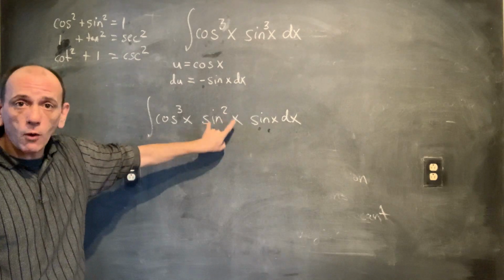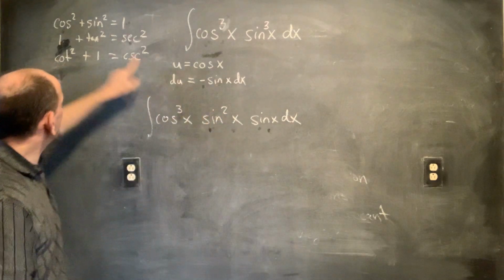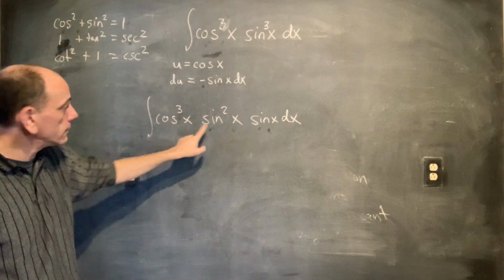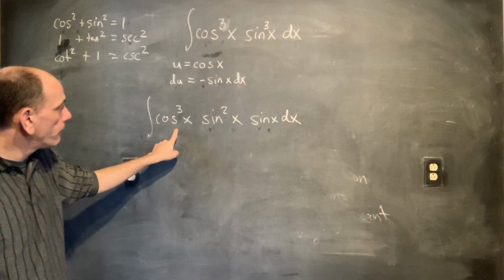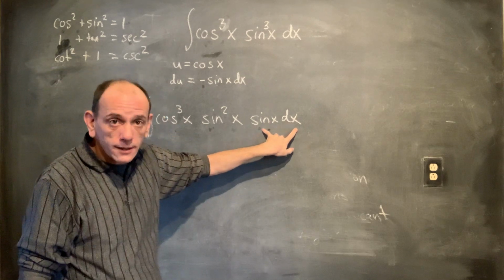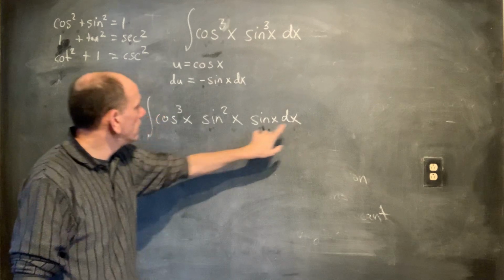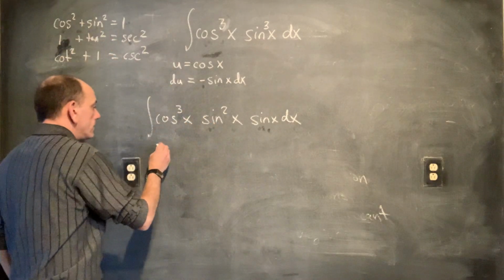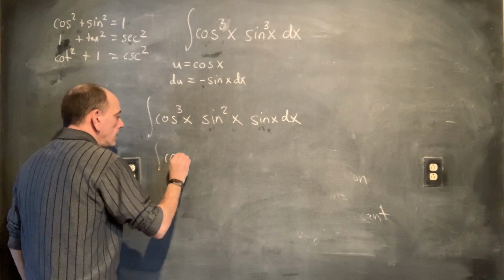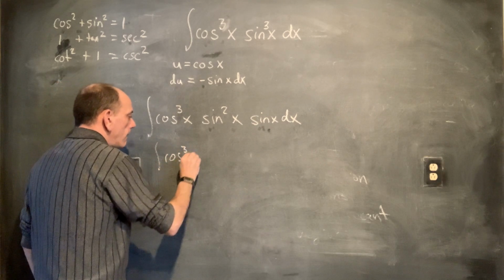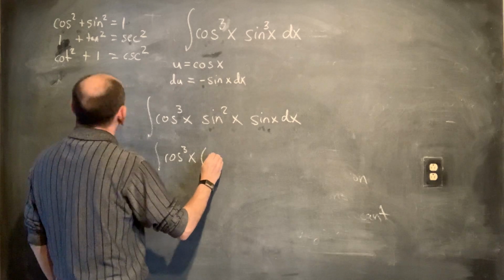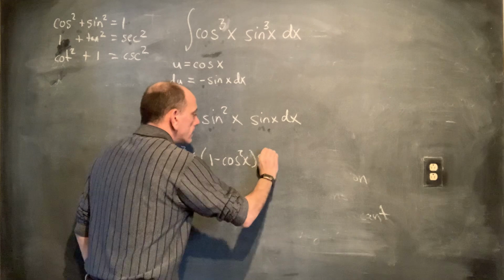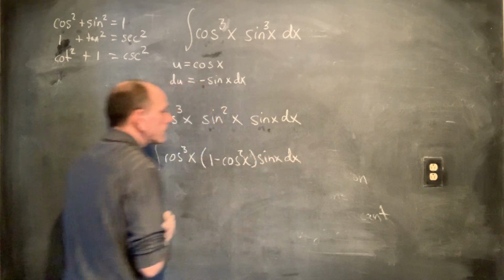I've got an even power of sine, so I can use Pythagorean identities to convert the rest of this to cosines. I'm holding that sine of x dx off for later. And this, I'm going to use my Pythagorean identity to convert. So we've got cosine cube of x, and here, this is 1 minus the cosine squared of x, sine of x dx.